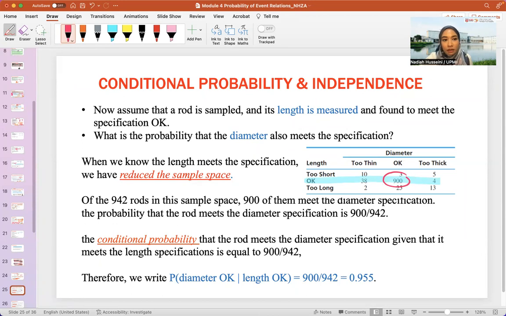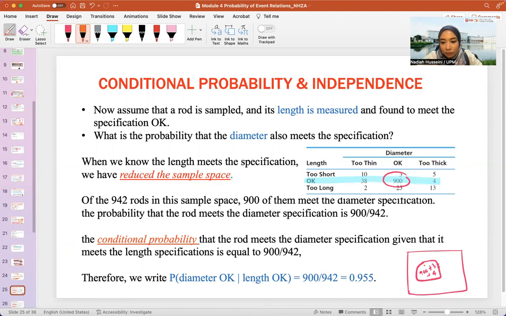So instead of basing off the probability of the entire sample space, now my sample space is smaller. This is my sample space. I picked out a rod. I know the length is okay, but I don't know the probability that the diameter is okay. So now I have already taken a chunk from the sample space and it is only 900 plus 38 plus 4. This is the sample space that I'm in now.